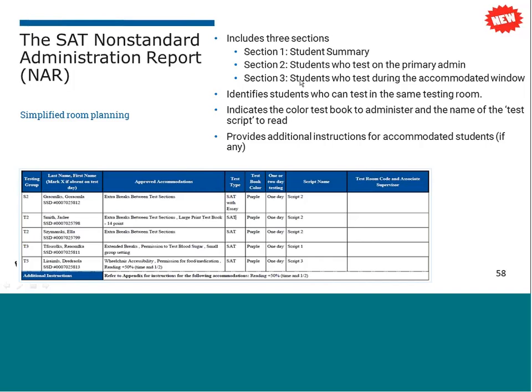The third section of the report is going to tell you the students who can test during the accommodated window. So on that version, you may see a variety here where some students will test with purple and some students will test with blue books, and they may test either 1 or 2 days depending on the type of accommodation that they have. So this has been significantly updated to hopefully make room planning and understanding what materials to use with students easier.